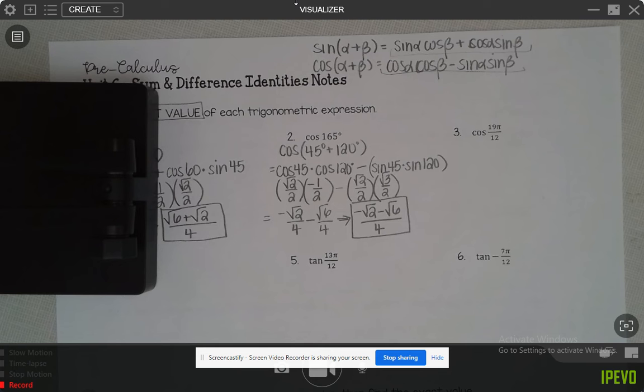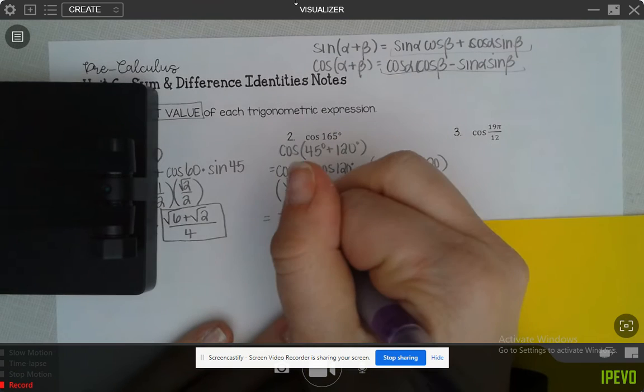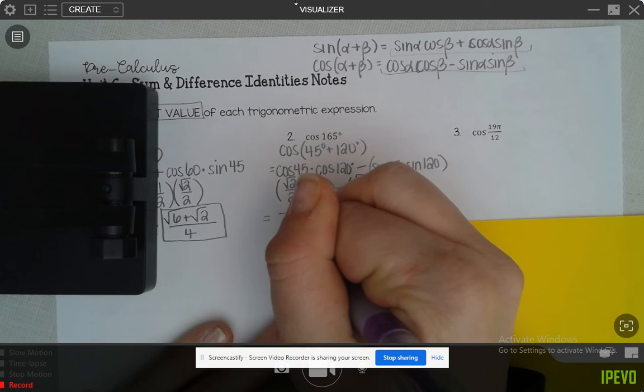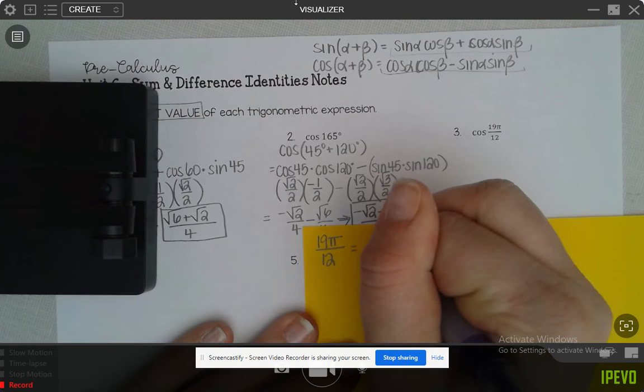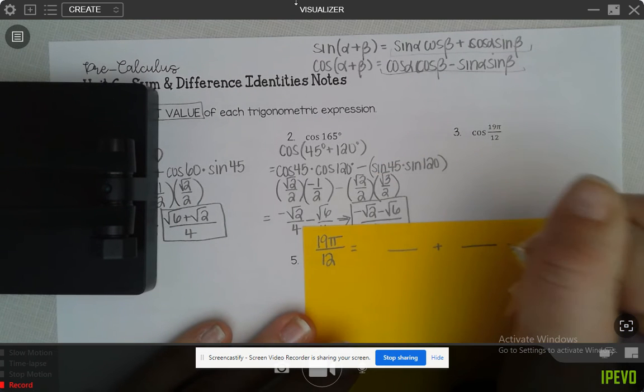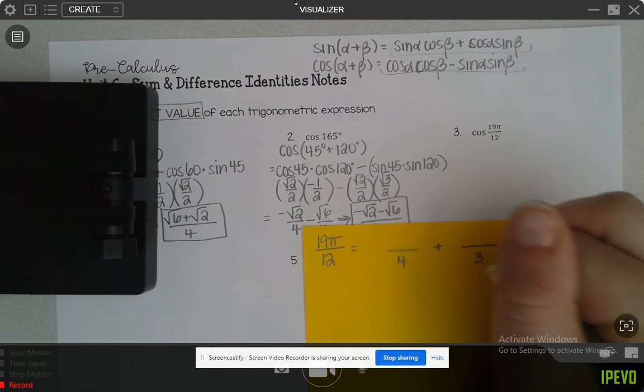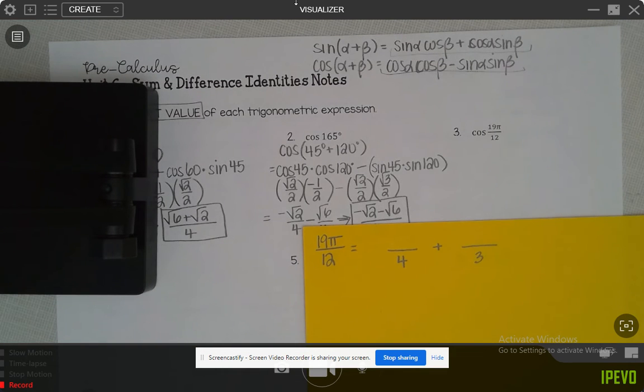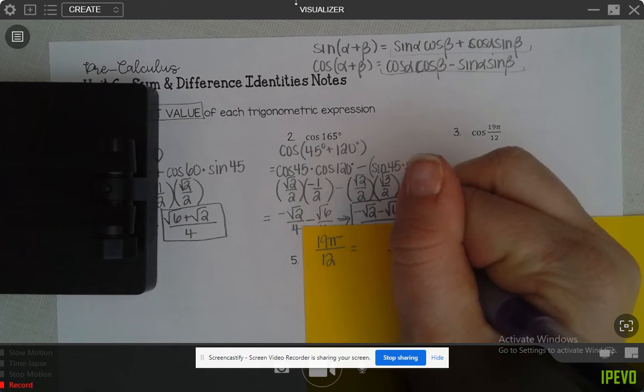Now, if I have a piece of scrap paper here, why do you think I have a piece of scrap paper? Because I'm going to have to play around a lot. So if I have 19 pi over 12, I would always suggest you add as much as you can. I need to get that using something over 4 and something over 3. Agree or disagree? Yeah? So something pi over 4 and something pi over 3.